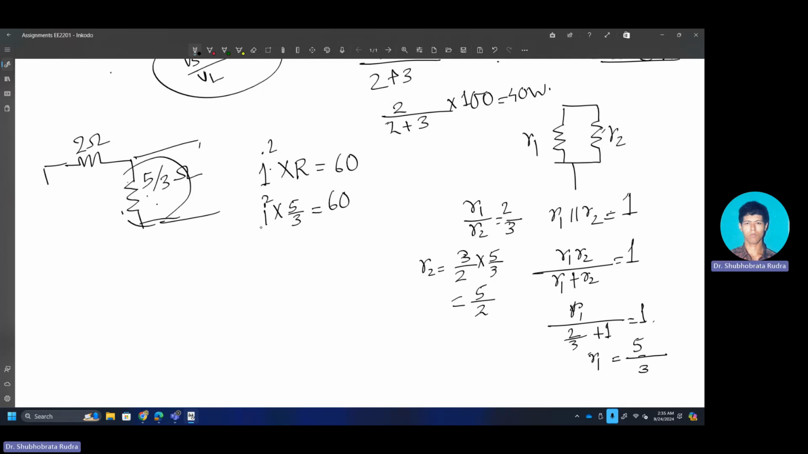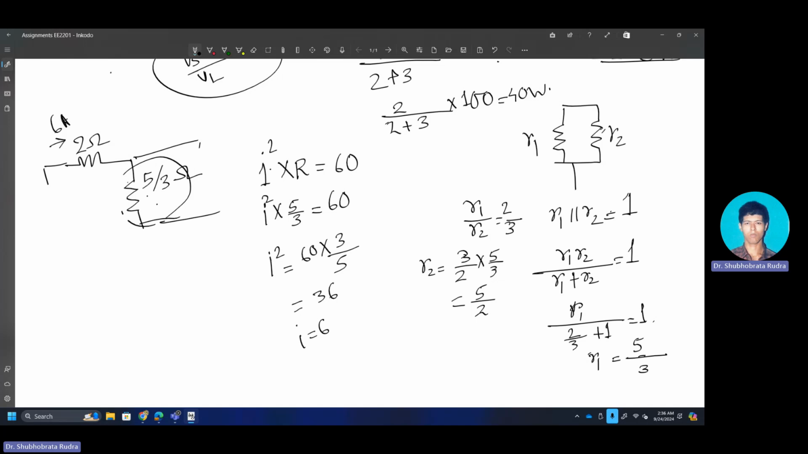So what would happen to your I square? I square will be, so that gives me 12 into 3, that is 36. So I becomes 6, correct? So if 6 ampere is flowing here, then I'll have that. But then there is something I want to make you realize. So how much power will you have?